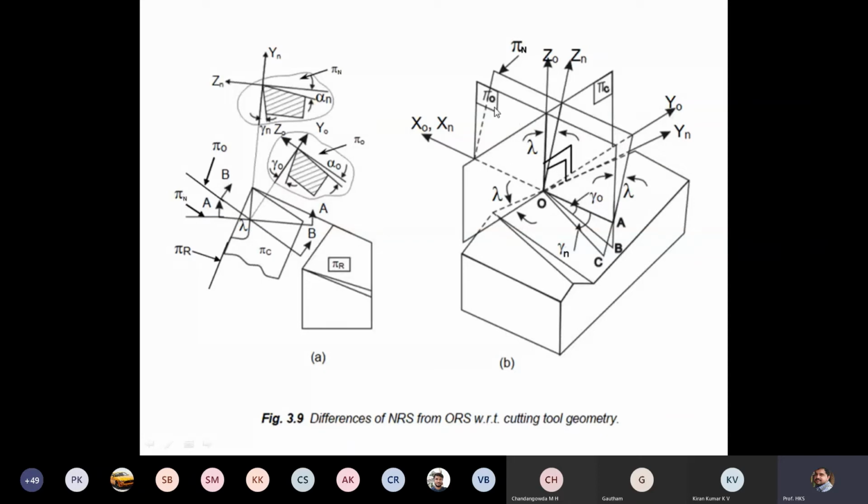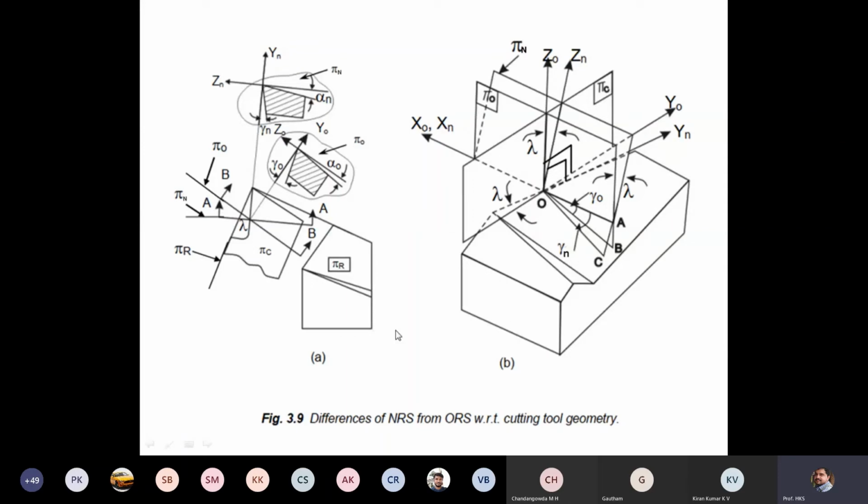Instead of having a vertical plane which is perpendicular to both the reference and cutting plane, in the case of NRS, normal rake system, you have a vertical plane, that is the normal plane, which is perpendicular to the principal cutting edge, this one. Again, if you extend this orthogonal plane, it will meet the rake surface at a point B. If you extend this normal plane, it will meet the rake surface at a point C. Gamma n is the normal rake angle, and gamma naught is the orthogonal rake angle.